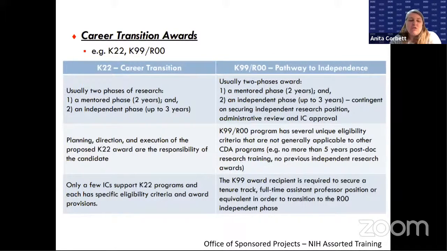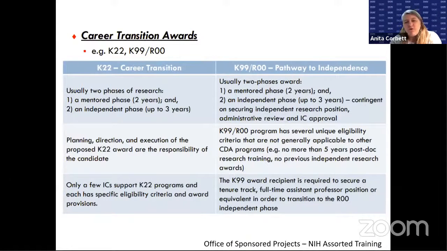And as I mentioned, there's only a few of the NIH institutes or ICs that actually support this program, and some of them have very specific eligibility criteria. So it's one of the reasons it's a little bit less well known. The K99/R00 pathway to independence is a little better known in general.